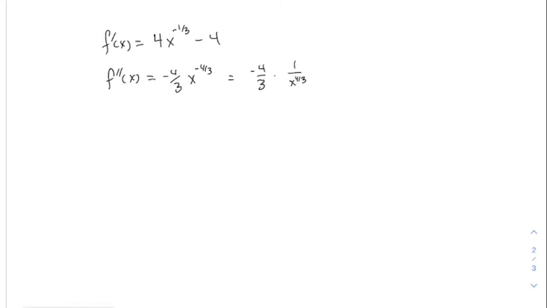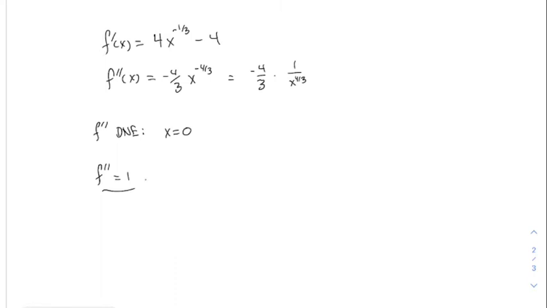The DNE part, again, we will get x equals 0 because if I put x equals 0 in the denominator, that makes it 0 in the denominator. So I'm going to say f double prime does not exist at x equals 0 because that makes the denominator 0. For f double prime equals 0, we have to do some work for that.